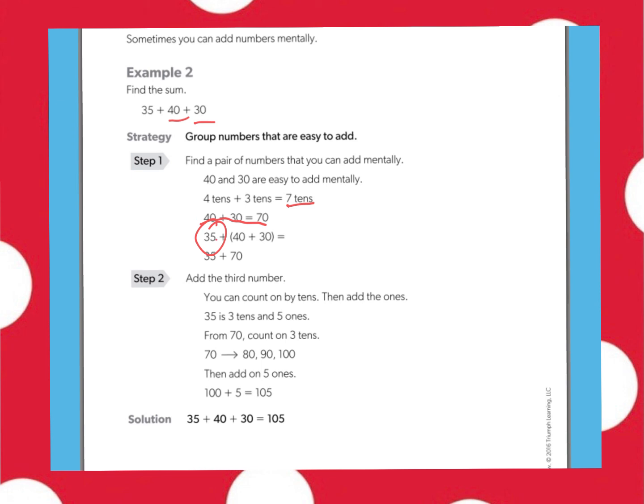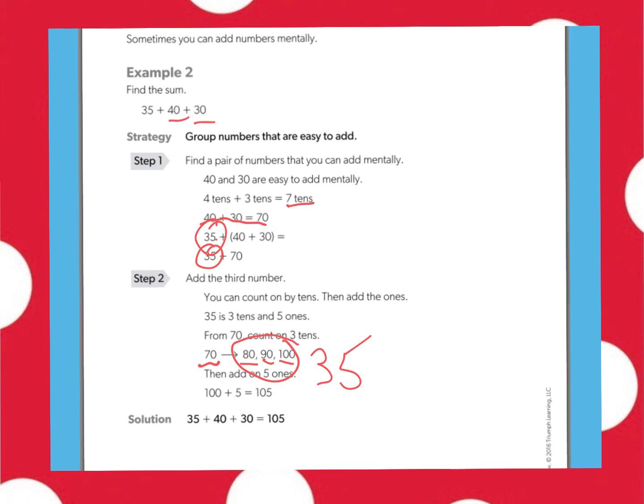And this is how you could add 35 to 70. You can count on by tens, then add the leftover ones. So I'm at 70 right now, and we need to add 3 tens and 5 ones. So from 70, we're going to count on with 3 tens: 80, 90, 100. And then we're going to add on 5 ones. We have to add not just 30, but 35, because that's what we're adding.